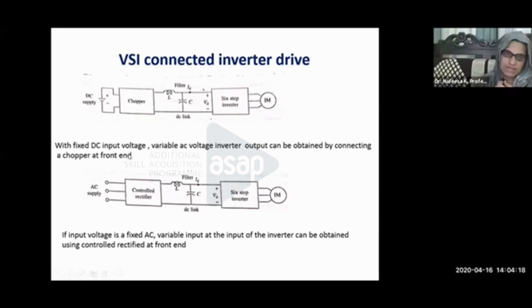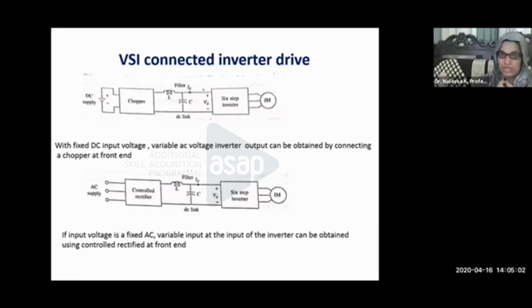Coming to the next diagram, if the available supply is an AC supply, then you can control the input to the inverter by connecting a controlled rectifier. This is also given to an LC filter at the input of the inverter. And how are you controlling the output of the controlled rectifier? By varying the firing angles of the switches in the controlled rectifier. So, if the input voltage is a fixed AC, a variable input at the input of the inverter can be obtained by using a controlled rectifier at the front end.